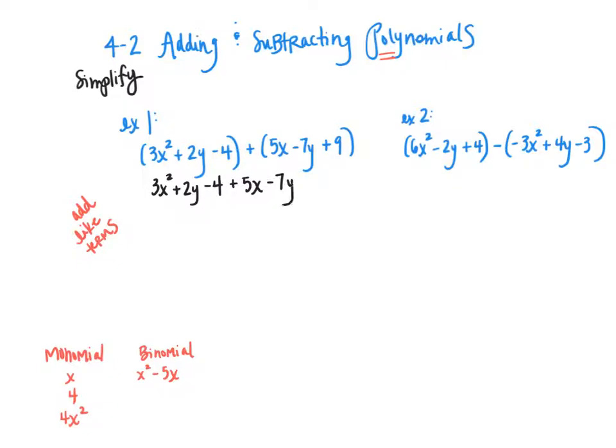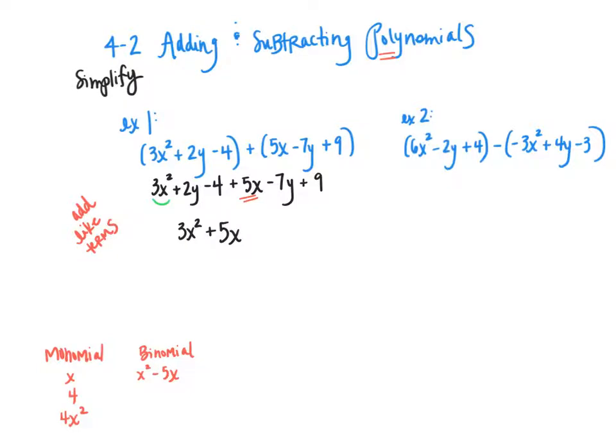And then I'm going to collect like terms. So it looks like I have a 3x squared, and I don't have any other x squared. So I'm just going to bring that down as 3x squared. Then I'm going to look for x's. So it looks like I've got a 5x, and I don't have anything else. So I'm just going to bring that down.